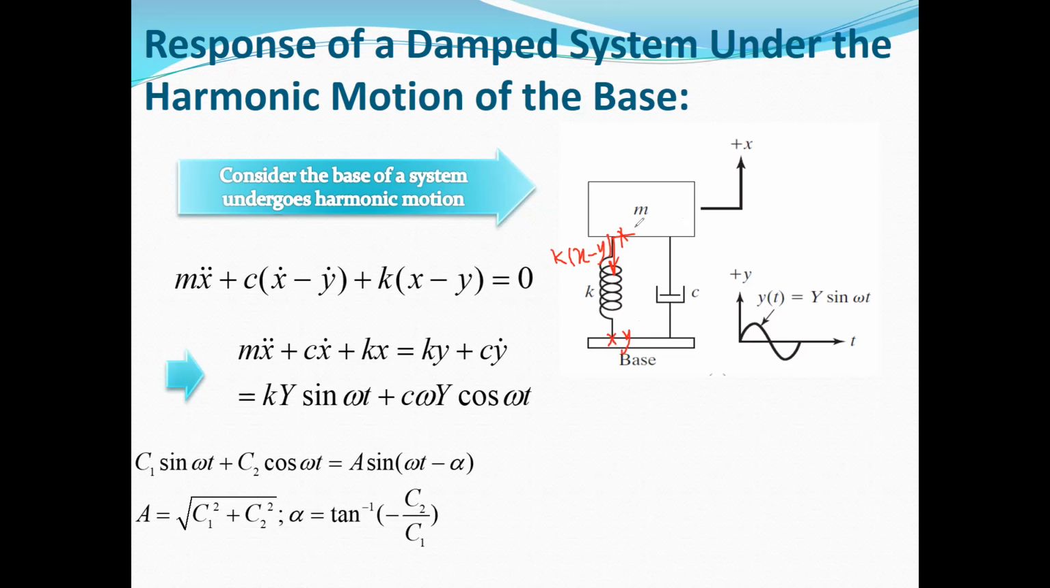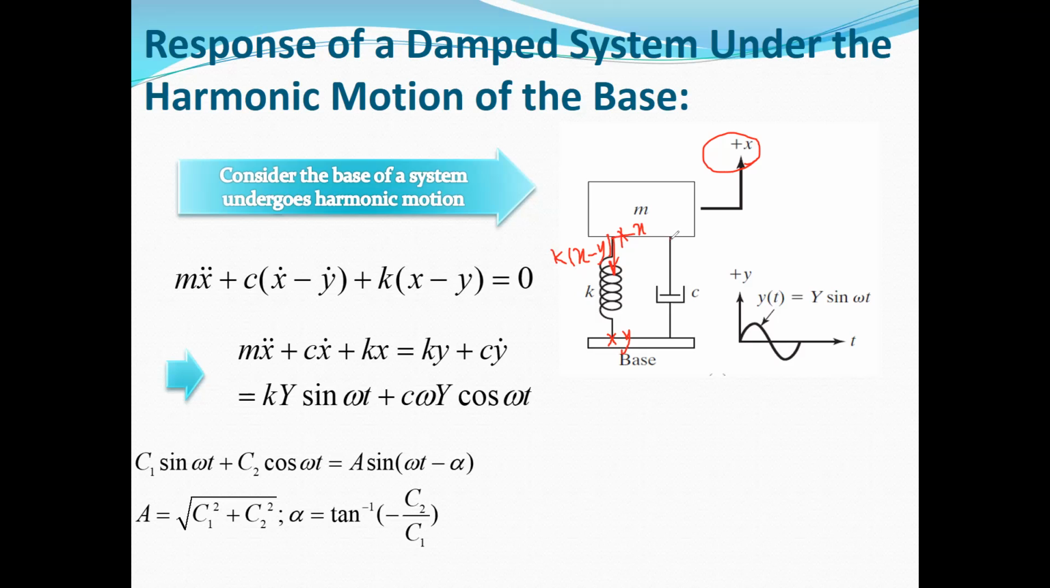The displacement of the upper edge is called x according to the degree of freedom for this system, and the displacement of the lower edge is called y, which is the base excitation. So the total displacement of this spring is x minus y, or the difference between the upper edge displacement and lower edge displacement, which are called x and y respectively.